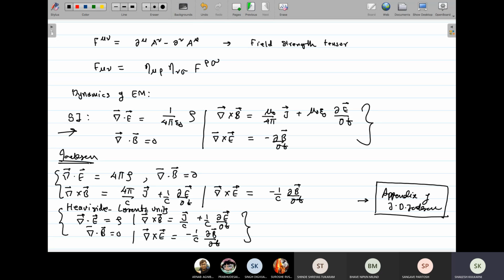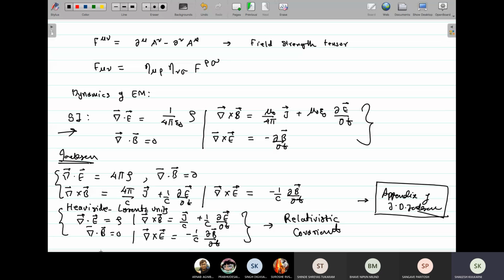Although it seems that these Maxwell's equations are not covariant, they are relativistically covariant equations. The point is that they have not been written in covariant form.